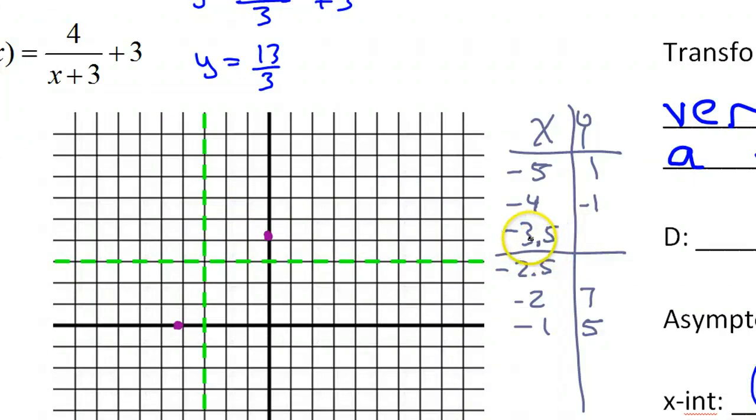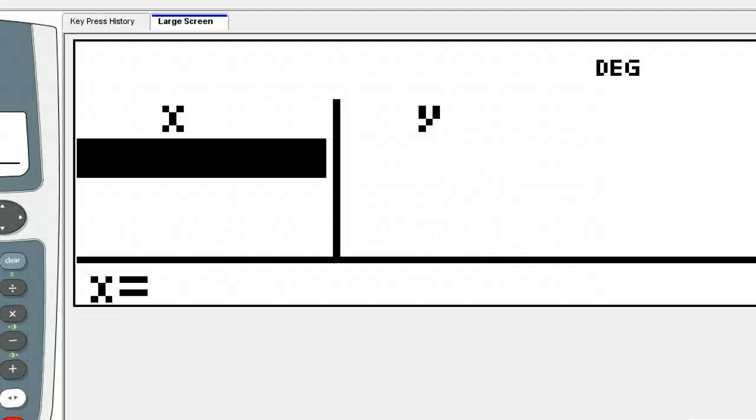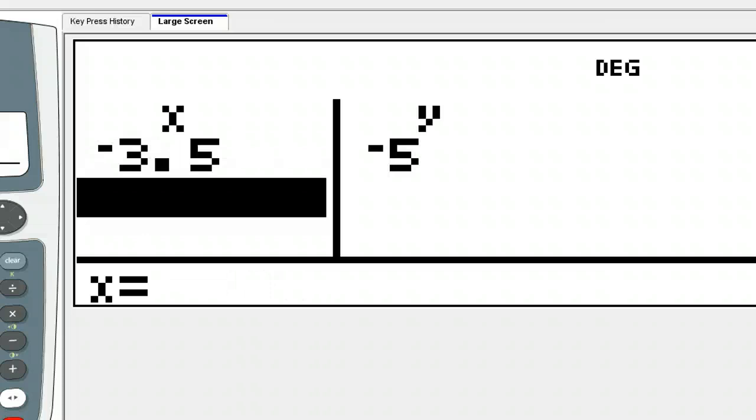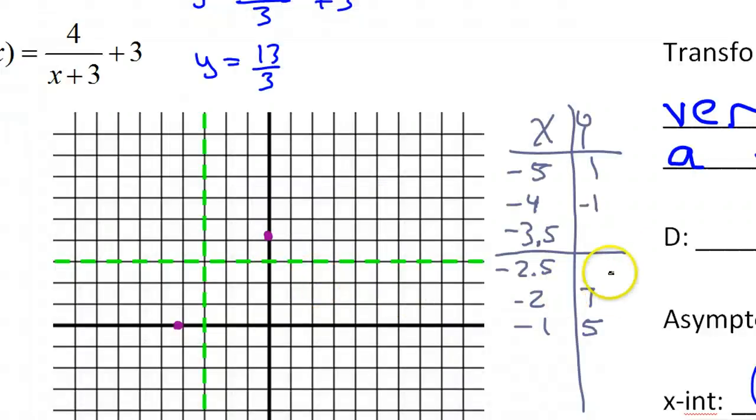Well, I'd like to see negative 3.5, please. So you just type that in, negative 3.5. I missed a decimal. And it just tells you that particular value. So that's negative 5.